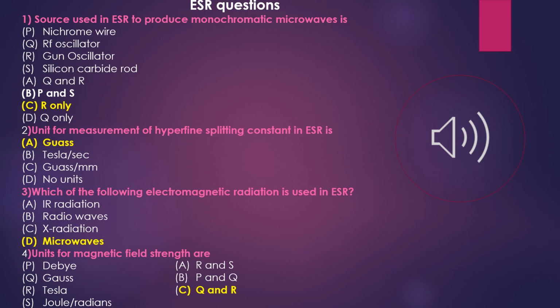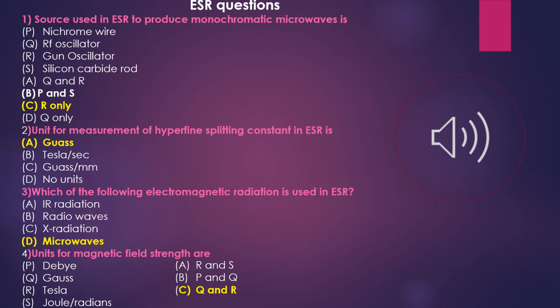2. Unit for measurements of hyperfine splitting constant in ESR is: A. Gauss, B. Tesla per second, C. Gauss per millimeter, D. No units. The answer is A. Gauss. 3. Which of the following electromagnetic radiation is used in ESR? A. IR radiation, B. Radio waves, C. X radiation, D. Microwave. The answer is D. Microwave.